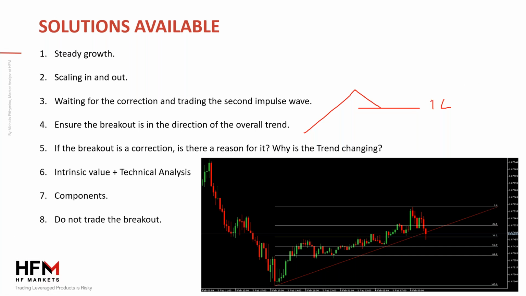So here I'm opening 1 lot. Here I'm opening another 1 lot. Here another 1 lot, here another 1 lot, and here another 1 lot. So I'm entering on 5 occasions. Overall, I've entered 5 lots. So I'm still exposed at the exact same level compared to if I opened 5 lots here.